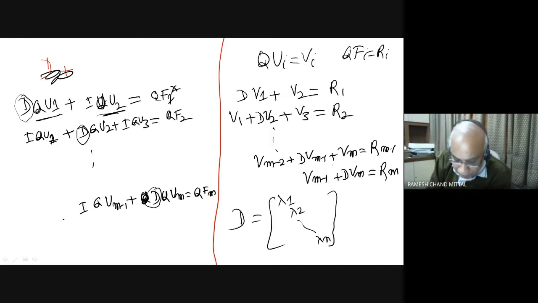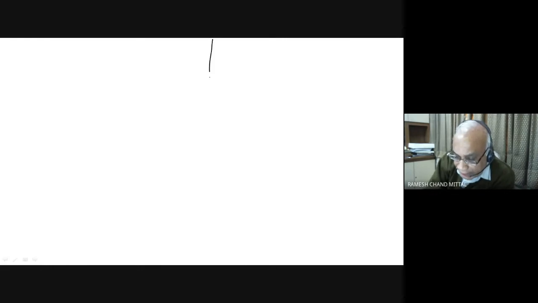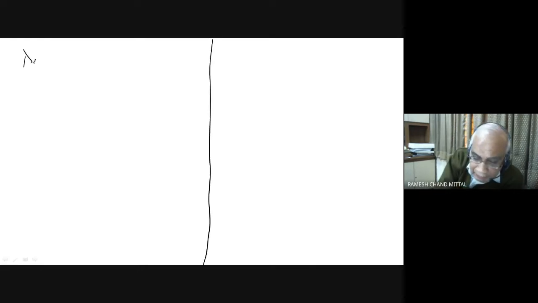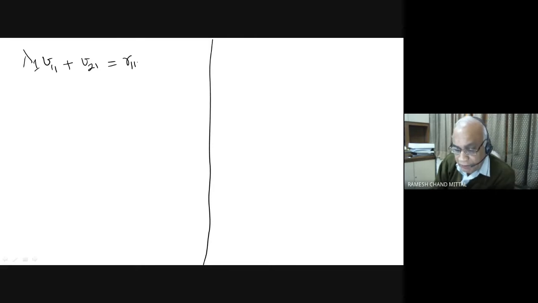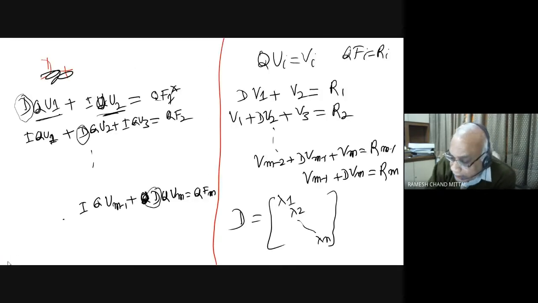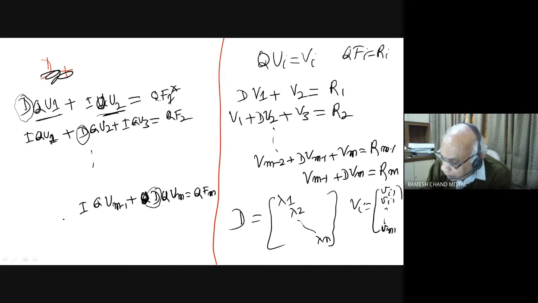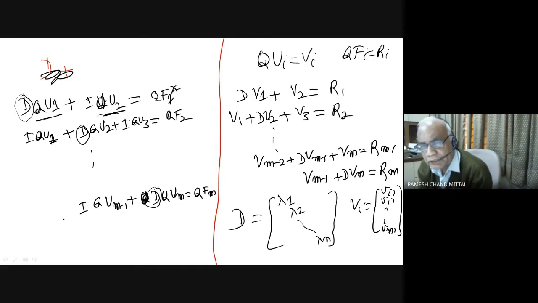So when I take the first equation from each block, I have something like lambda 1 V11 plus V21 is equal to R11, capital R. I take the first entry of the first block. So the first entry means lambda 1, V1, where my Vi is nothing but small Vi1, Vi2, ... Vin. Please don't get confused. If you have any question, ask me. I will try to explain it so that you can understand what I am saying.